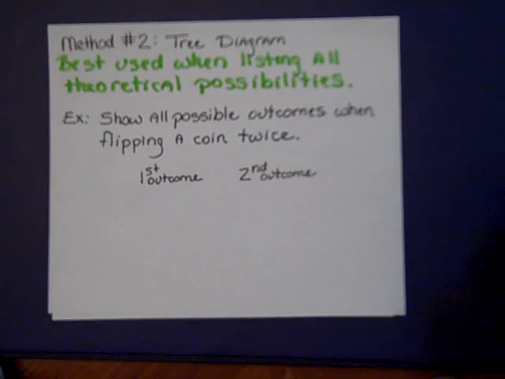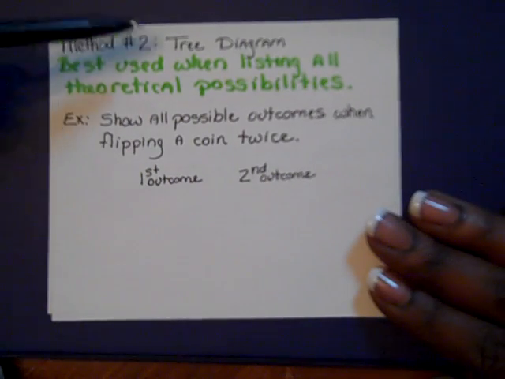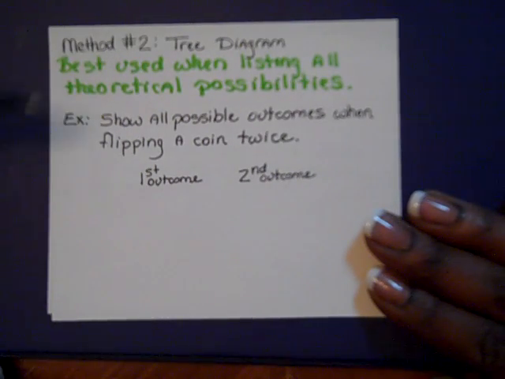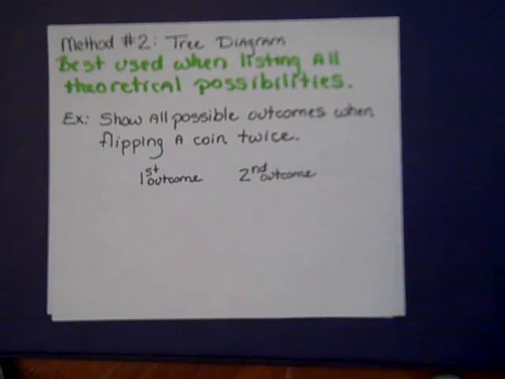Another method of displaying outcomes would be a tree diagram. This method is best used when you are trying to list all the theoretical possibilities. In other words, when you're trying to find all the things that could actually occur, a tree diagram is a great way of doing that.